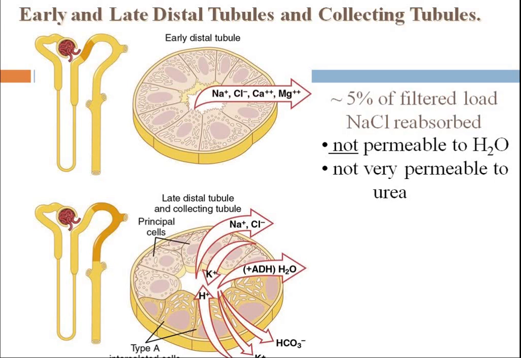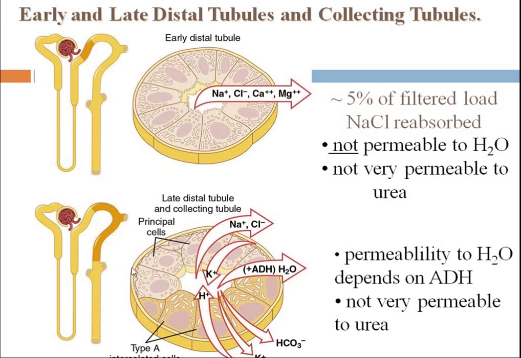Now coming to early and late distal tubules and collecting ducts. This diagram is showing the early distal tubules, which we have already seen earlier, and how they are functioning. About 5% of the filtered load, namely NaCl, is reabsorbed here. Apart from other ions, it is not permeable to water and it is not very permeable to urea also. And the second figure is that of late distal tubule and collecting ducts, the cortical portion.